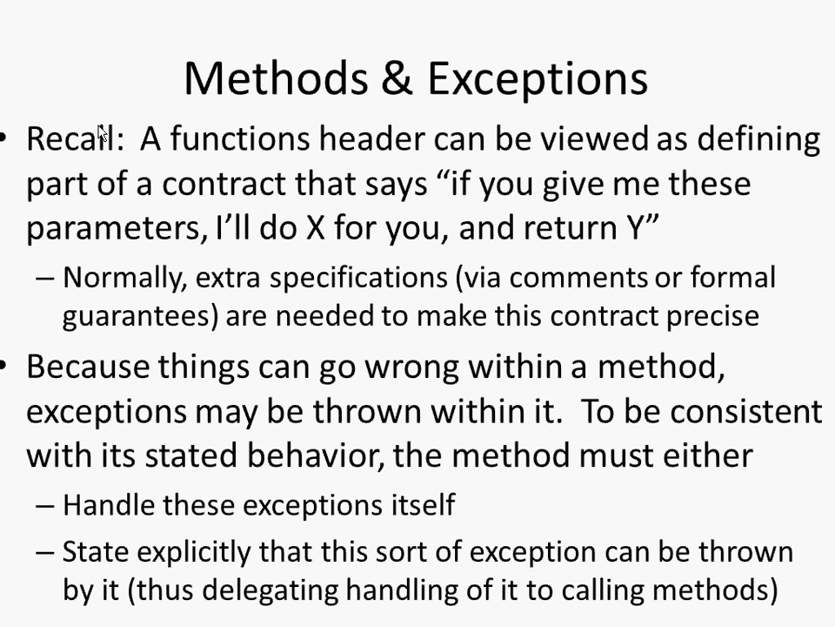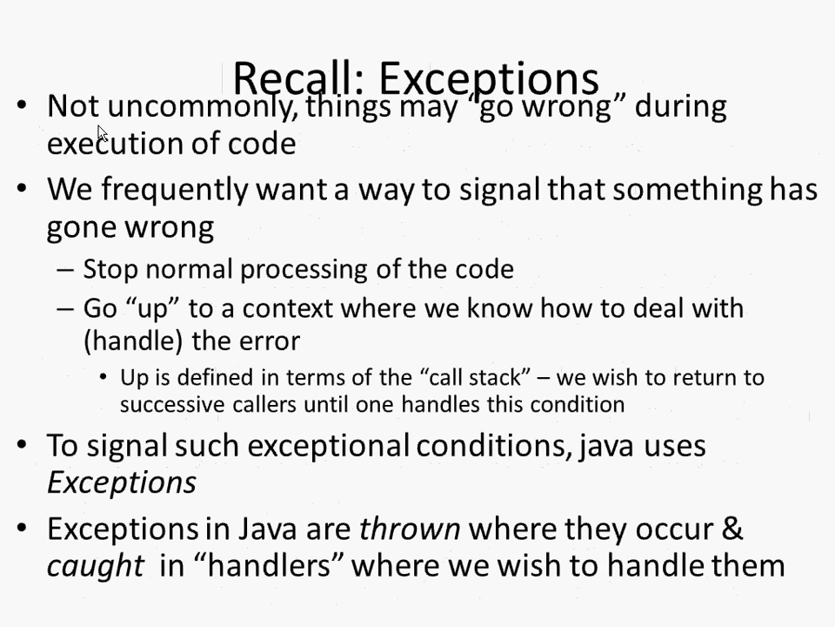So it's not uncommon that things can go wrong in code. Not all code is like this. In fact, perform birth, we don't have to worry about it for reasons we'll hopefully talk about. But we do want a way to signal something has gone wrong. And when something goes wrong, we want to stop the normal processing of the code, and we want to go up to a context where we know how to deal with this. And Java uses what's called exceptions to do this. Exceptions in Java are thrown where they occur, and they're caught in handlers where we have to handle them.